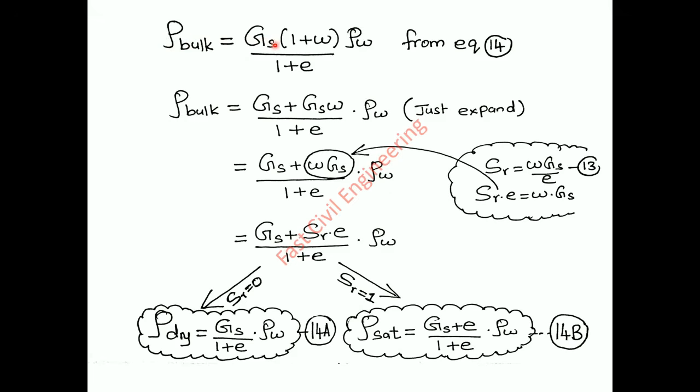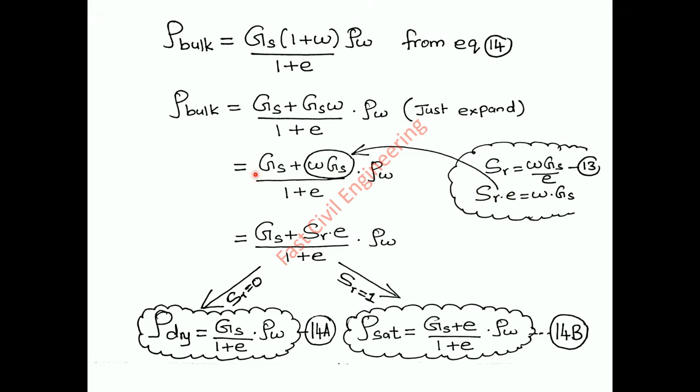Bulk density is equal to GS into 1 plus W over 1 plus E into rho W. That is equation number 14. From equation number 14, bulk density is equal to GS plus GS into W over 1 plus E rho W. Just expand it. From equation number 13, SR is equal to WGS over E. Check equation number 13. Then SR into E is equal to WGS. Substitute this WGS with SR into E.